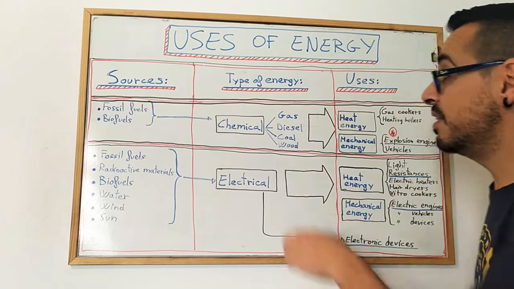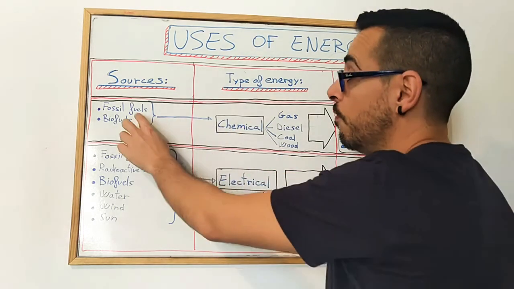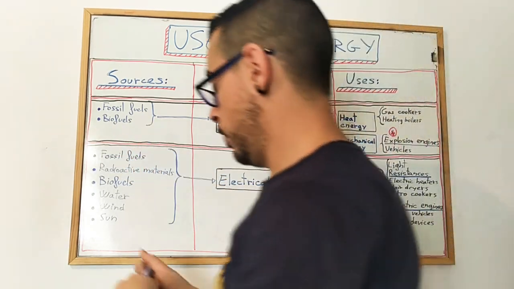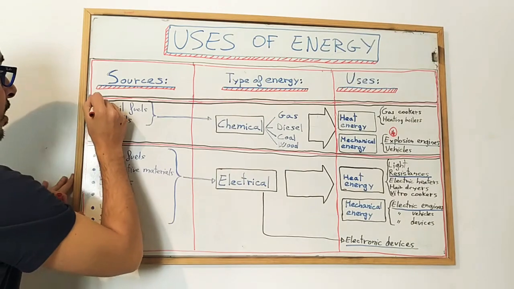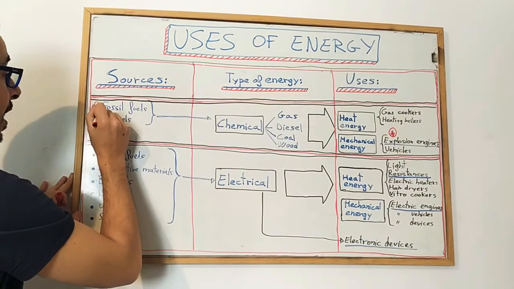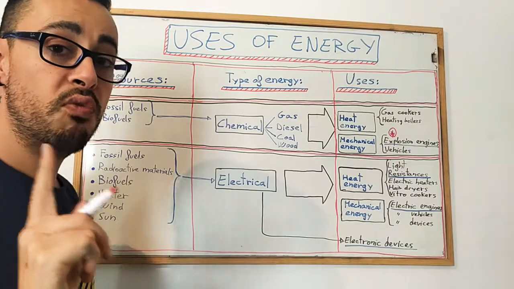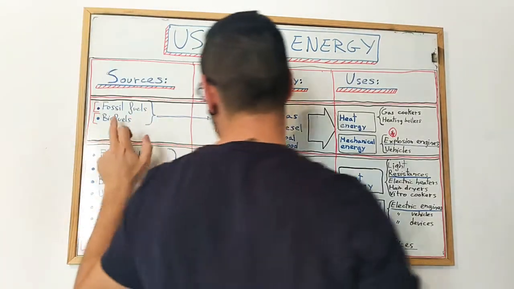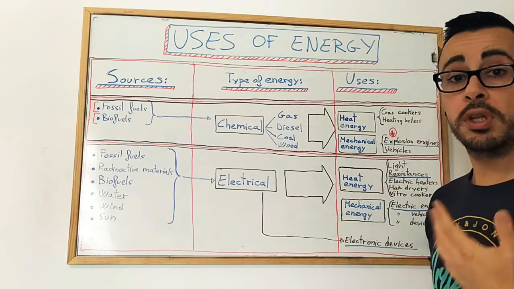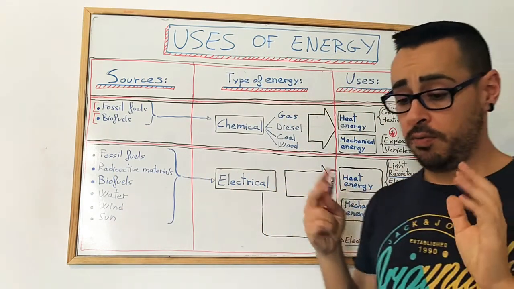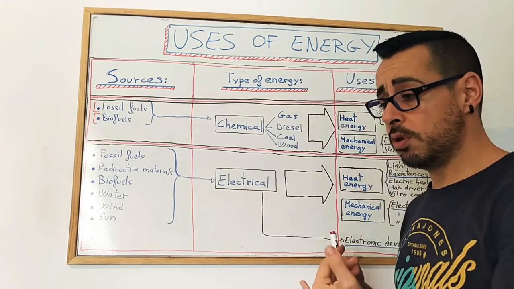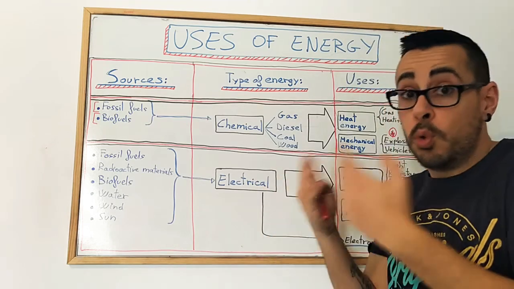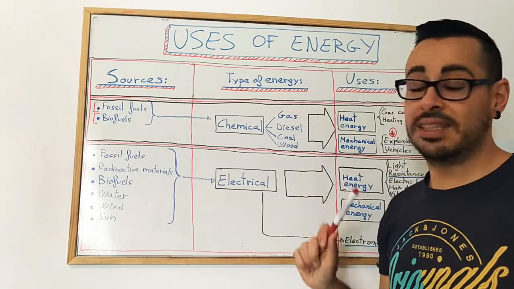Where do we obtain this chemical energy? We can obtain it from fossil fuels or biofuels. Fossil fuels are not renewable, and biofuels are renewable. We can use them for a long time. Which are biofuels? Wood. Wood is a biofuel. If we cut a tree, we can get wood, but we can plant another tree, and we are going to get wood again. It is not going to become extinct.